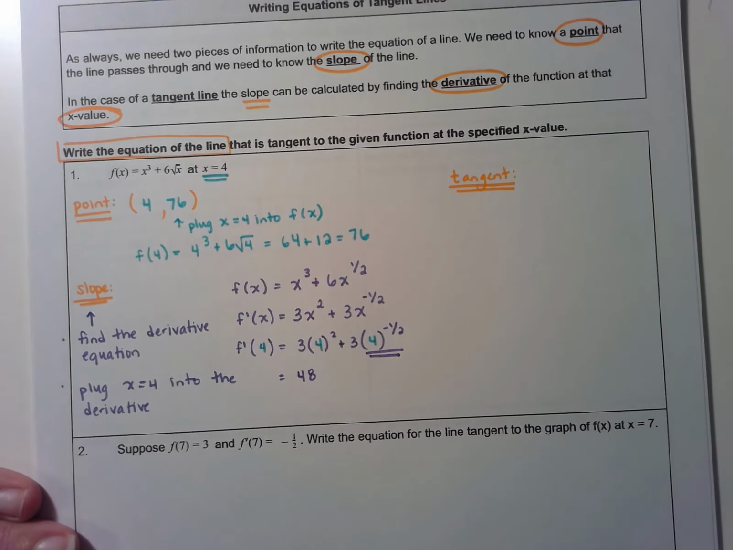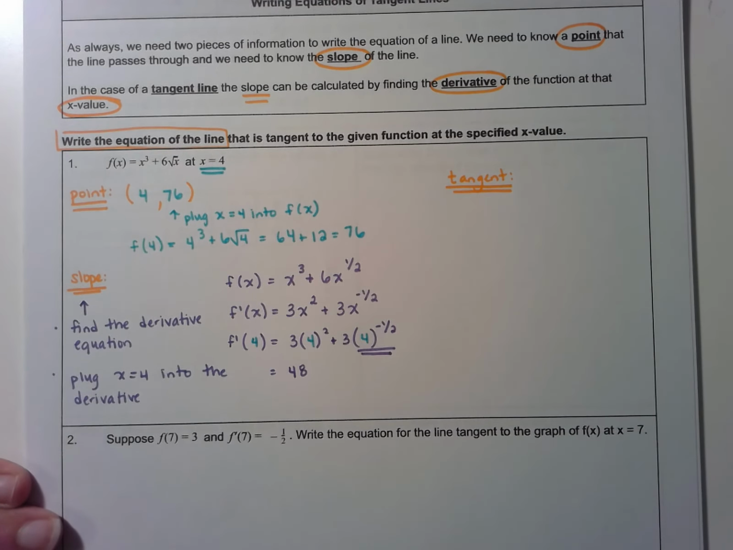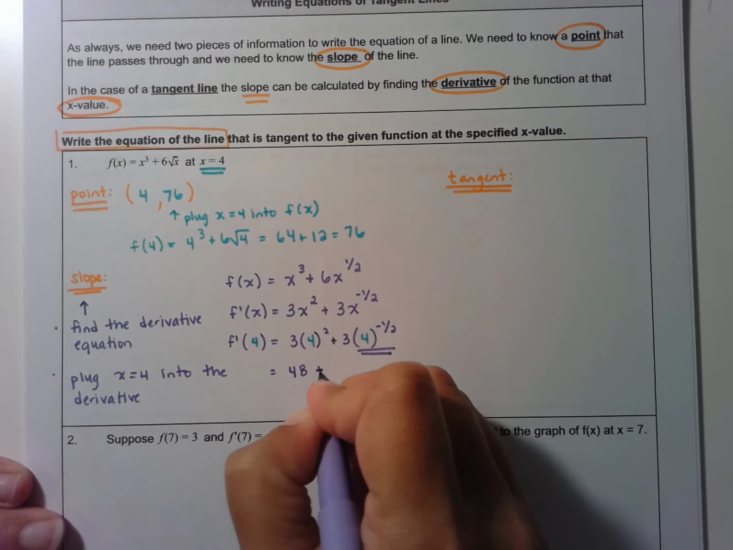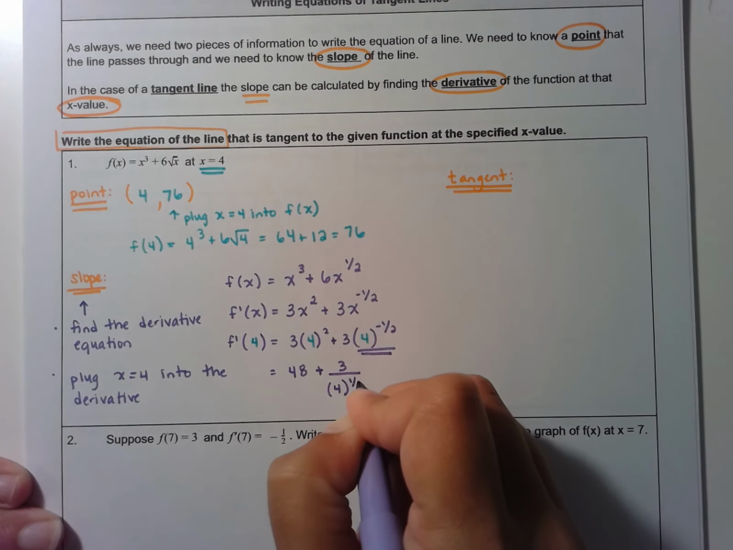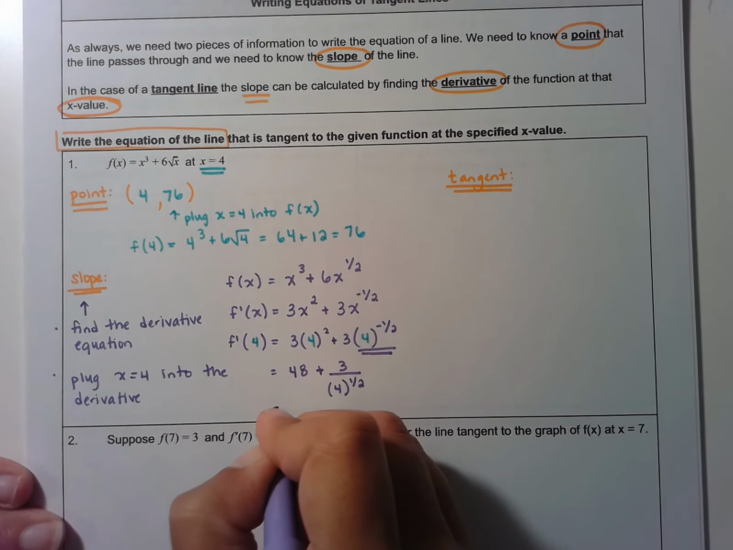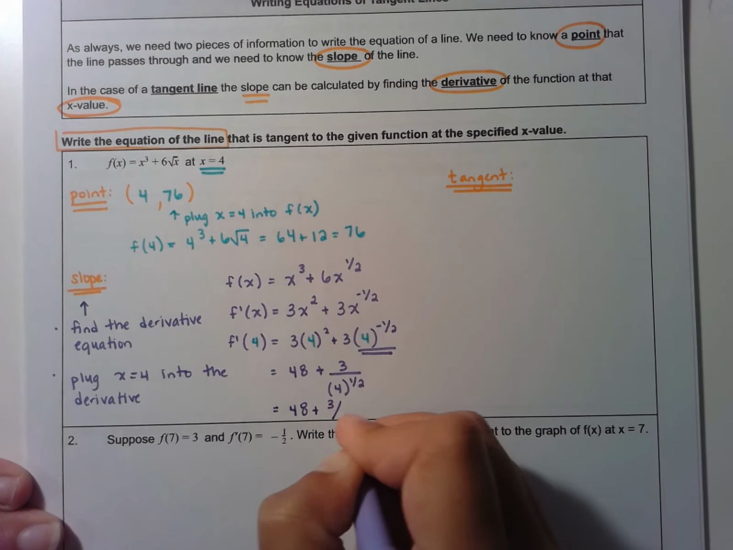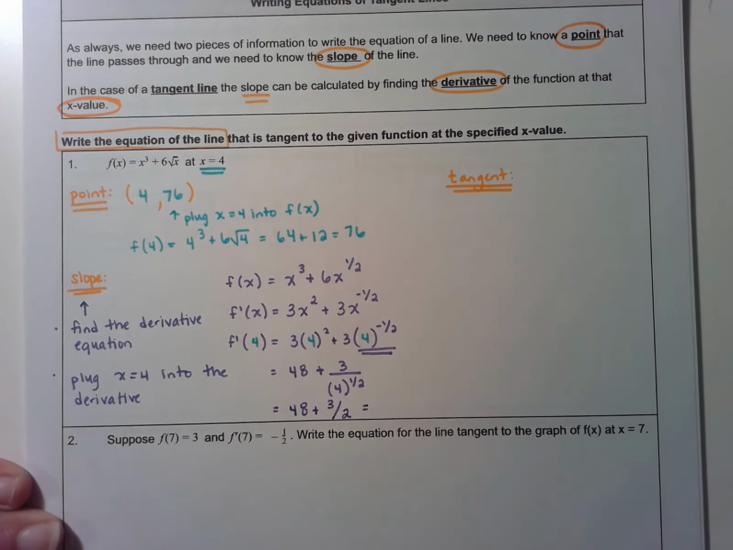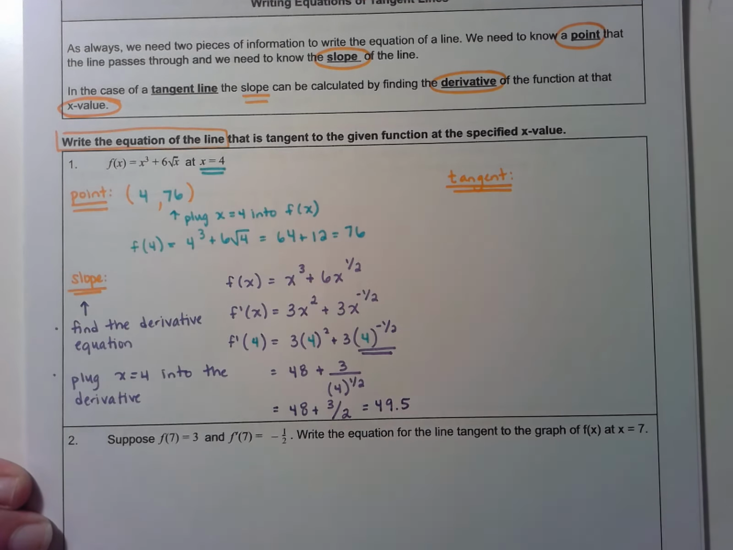So what I want to remind you is that just like if an exponent is in the denominator, we can move it up, if we have a negative exponent, we can move it down. So I could rewrite this as 3 over 4 to the positive 1/2. Now, 4 to the 1/2 is really a square root, so I would have 48 plus 3 divided by the square root of 4, which is 2. So I get 49.5 because 3 over 2 is 1.5.